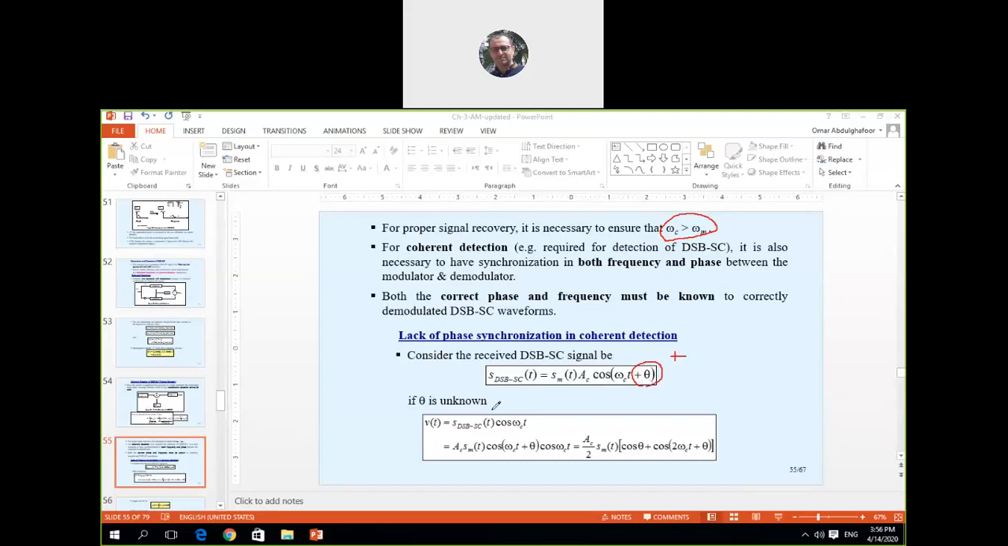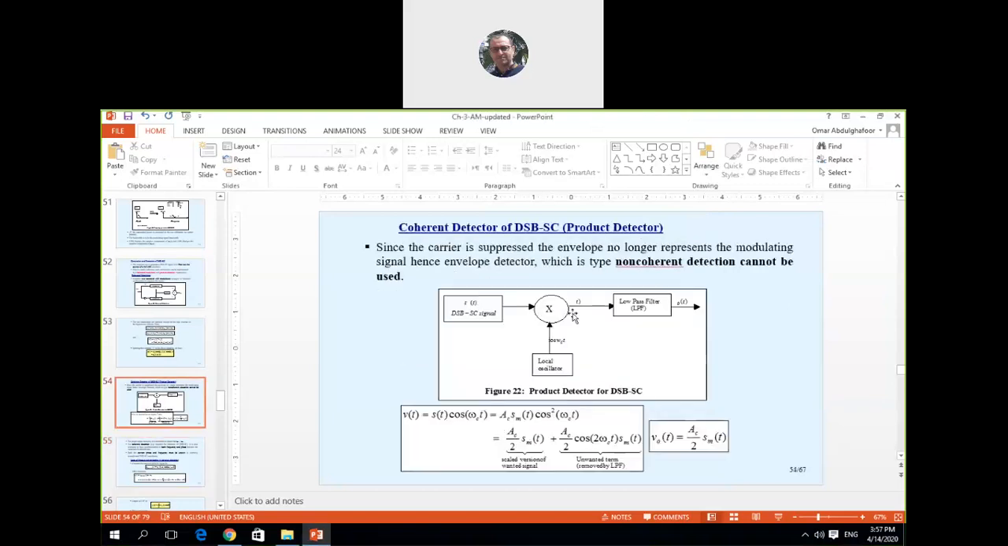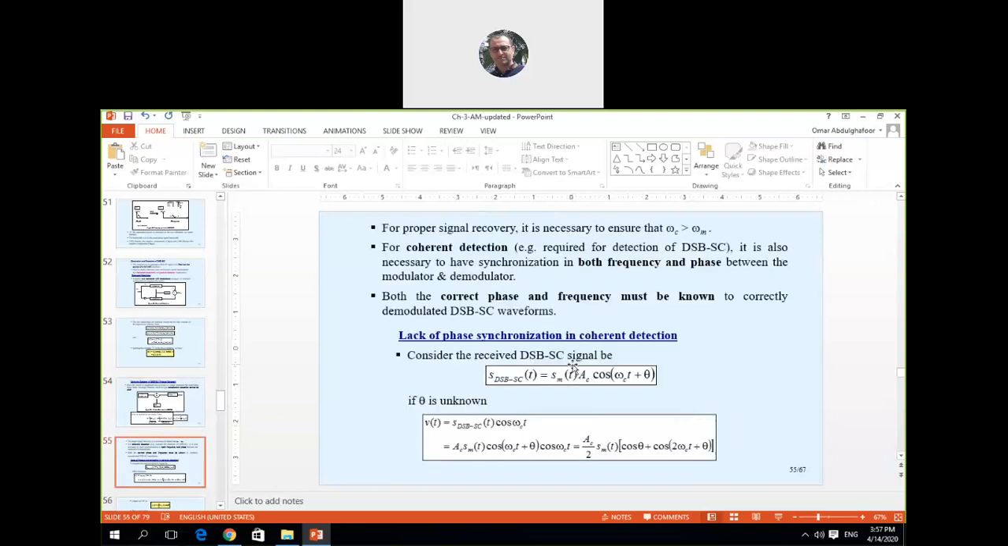Again, this is the received double sideband suppressed carrier, and we need to multiply by the local oscillator. Let me show you the block diagram. We assume the received signal has some phase. Then we multiply with the local oscillator, the same procedure we have done here.